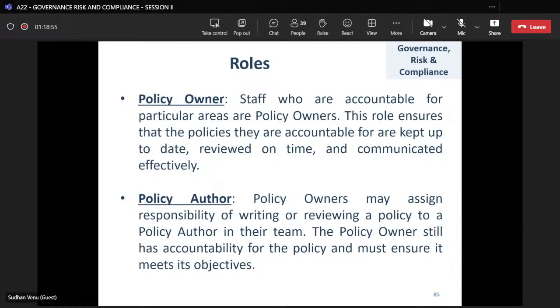There are particular areas: HR level things will be carried by the HR team, and system security level things will be carried by the system administration team and network team. So they are the policy owner with respect to those areas, and this is what they are mentioning here. And for the policy author, the policy owner may assign the responsibility of writing or reviewing a policy to a policy author in the team. The policy owner still has accountability for the policy and must ensure it meets the objectives.